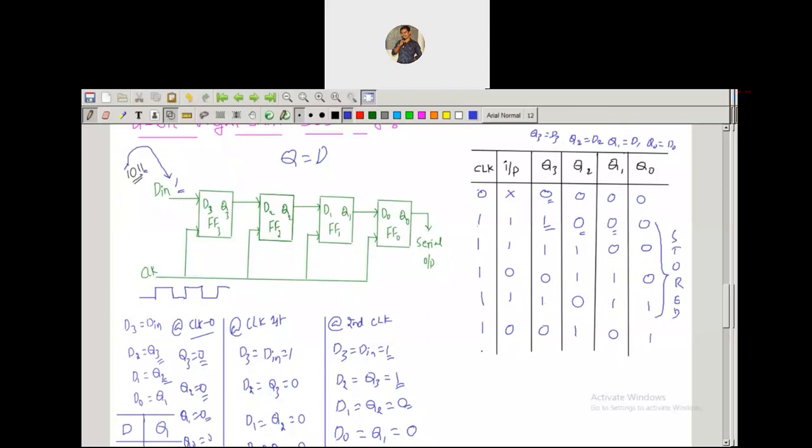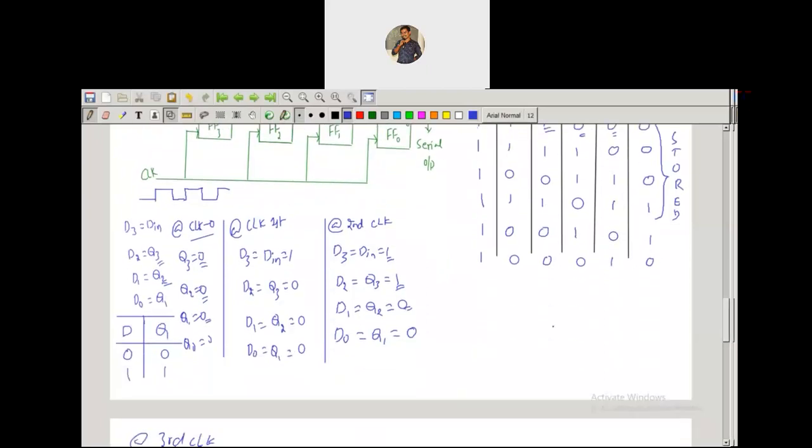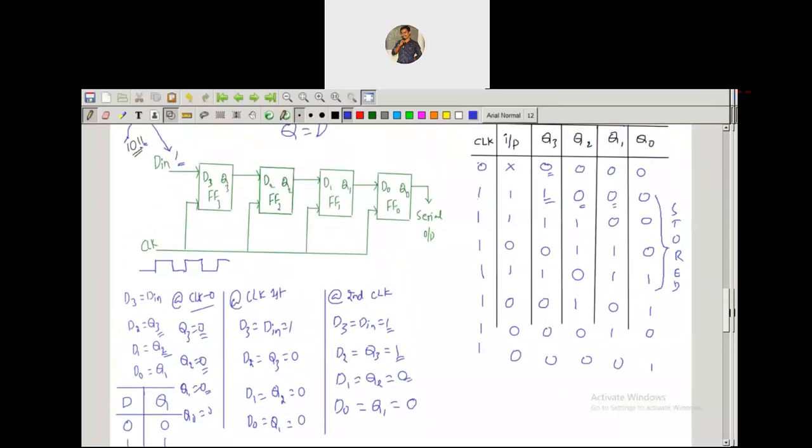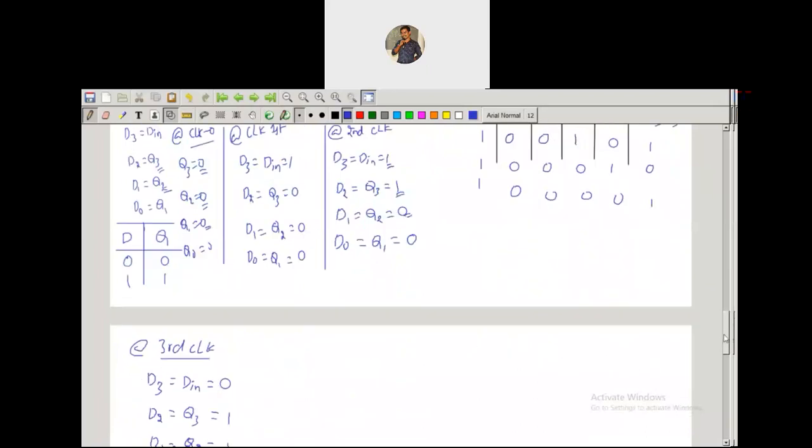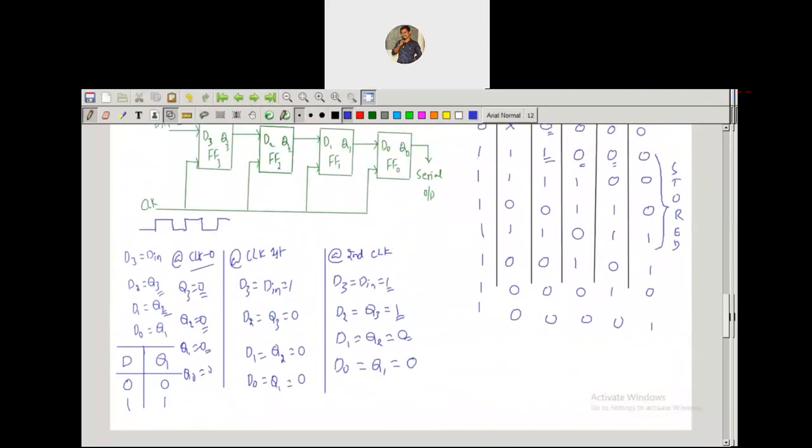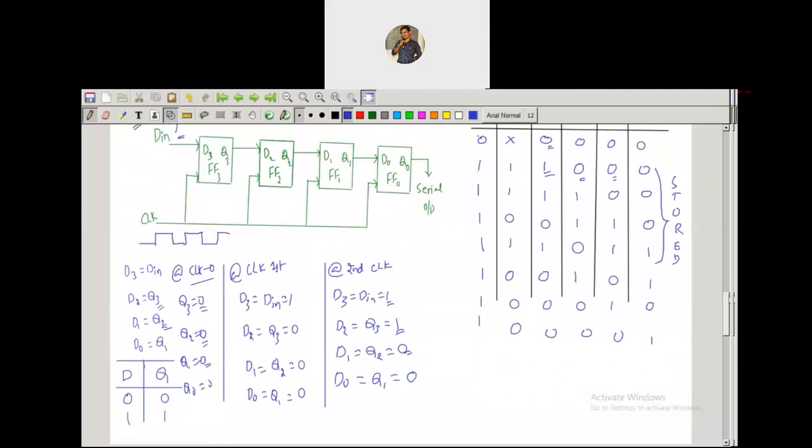And again we'll apply one more clock pulse, and again 0, 0, 0, 1, 0. One more clock pulse: 0, 0, 0, 0, 1. Okay. So now you can observe at the output side, that is at the Q0 side, we are having the 1011. This is the complete data at the serial output side.